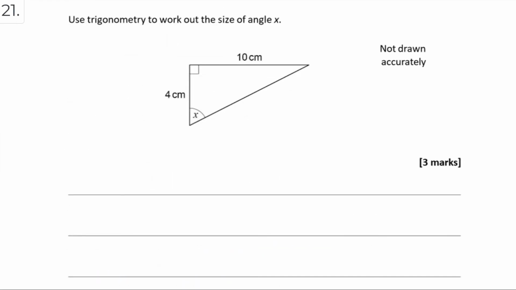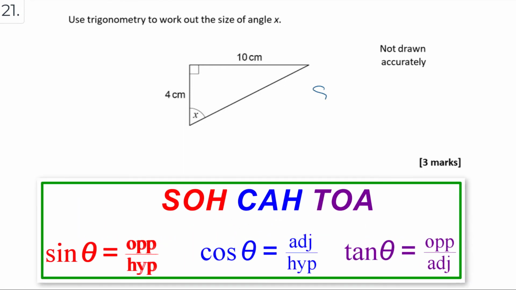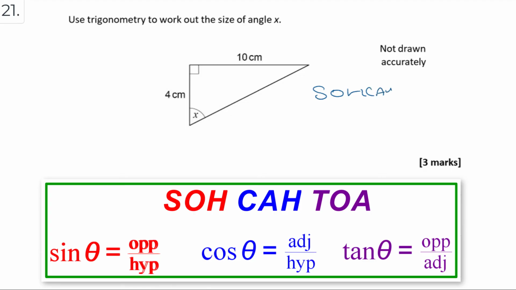Use trigonometry to work out the size of angle X. Okay, so this looks like a job for SOHCAHTOA, isn't it? Okay, we've got a right angled triangle. So we're going to be using either the sine, cosine or tangent, depending on which sides we've been given and which ones are missing. So let's have a look what we've got here then.